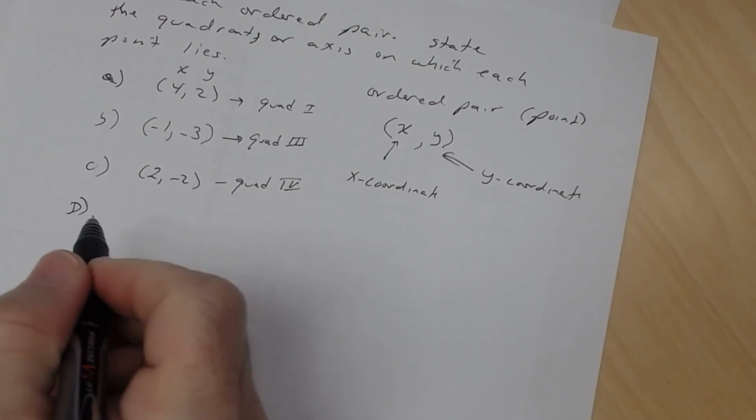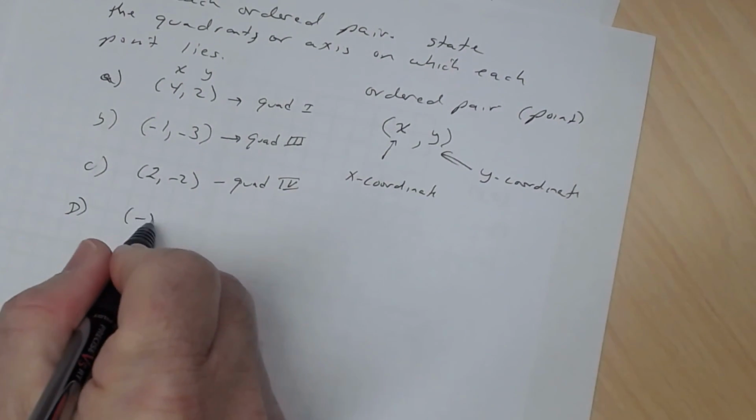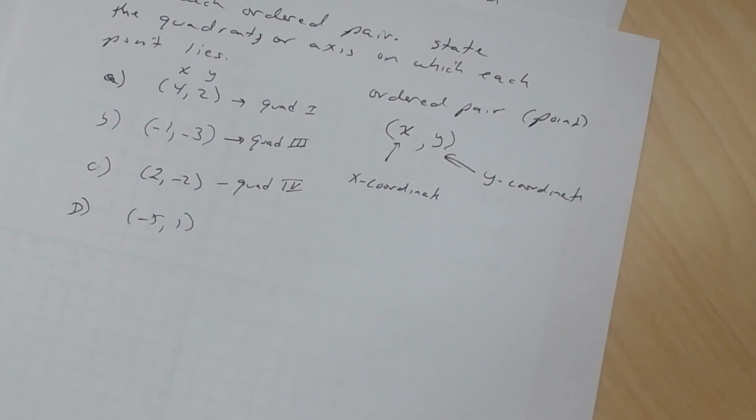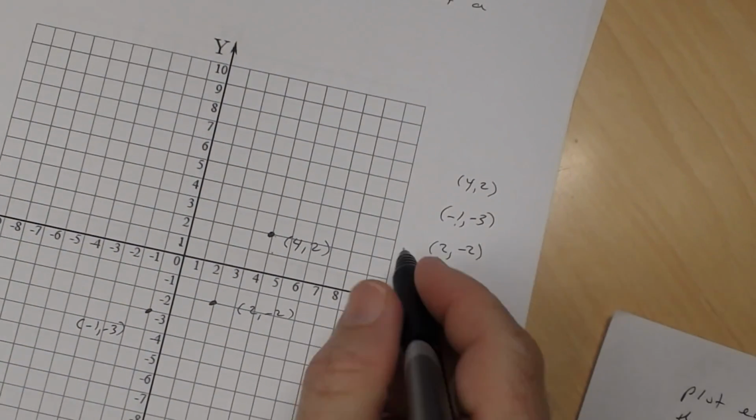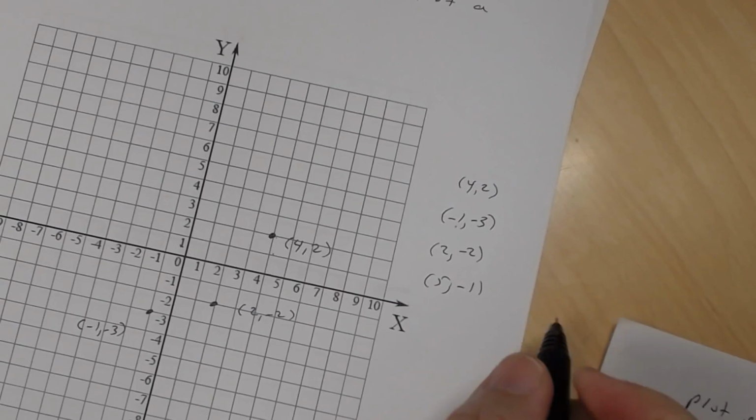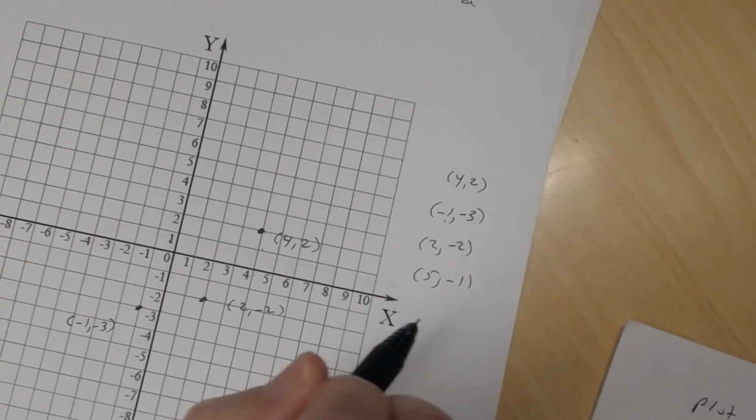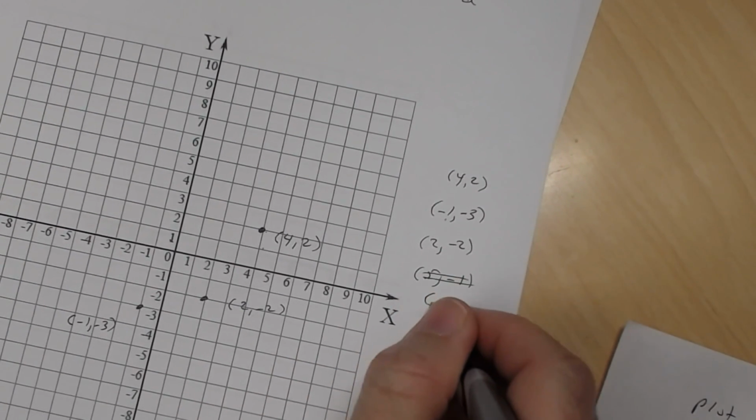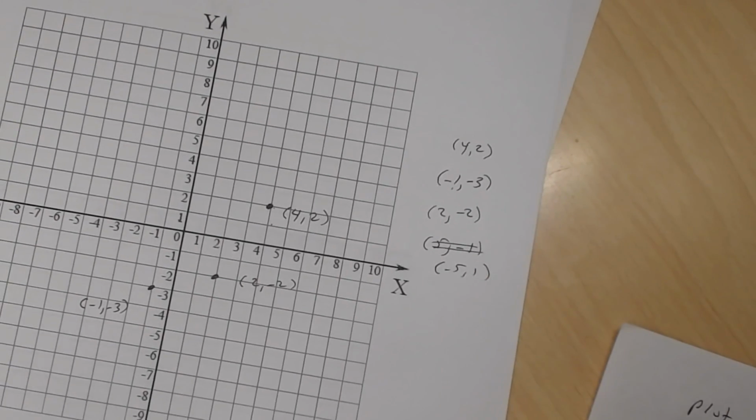Right, D. Let's suppose we had negative 5, 1. I want to plot the point negative 5, 1. I want to plot the ordered pair negative 5, 1.